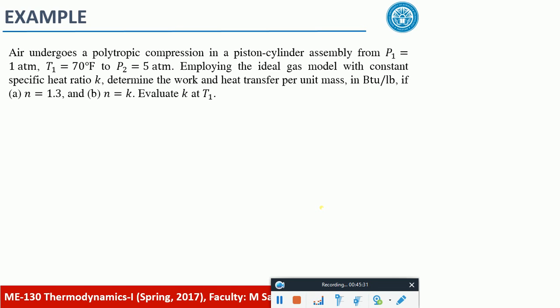You have T2, you have T1, right? So you can find out what? Delta U. You can find out delta U. And if you add delta U and W, do you remember that relationship? Delta U equals what? Q minus W. So if you add delta U plus W, that would be the heat transfer.